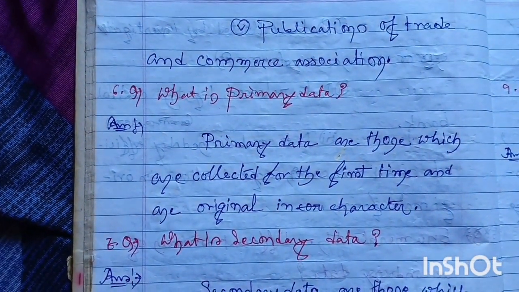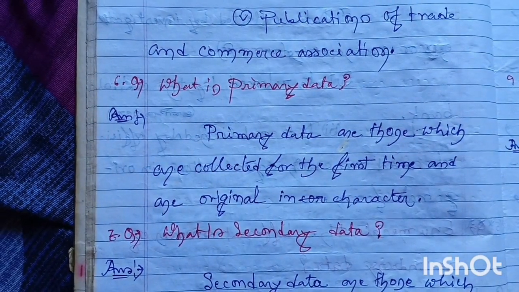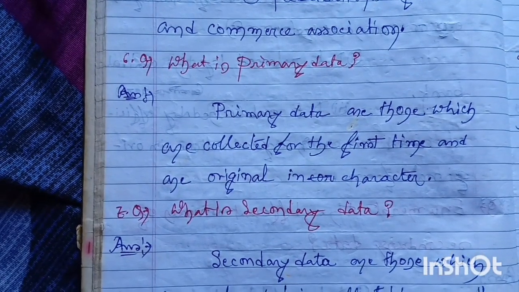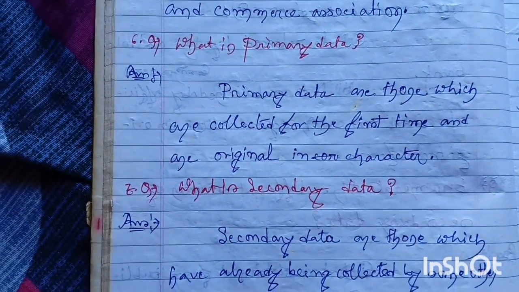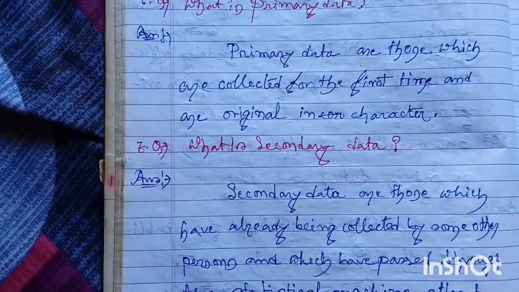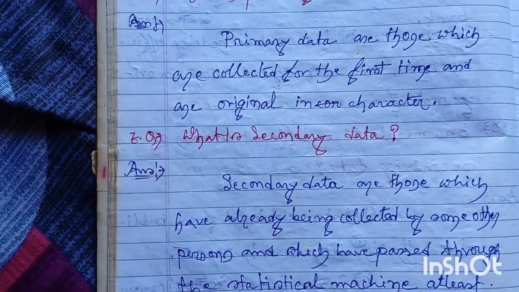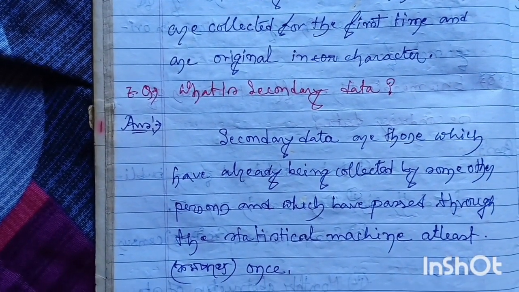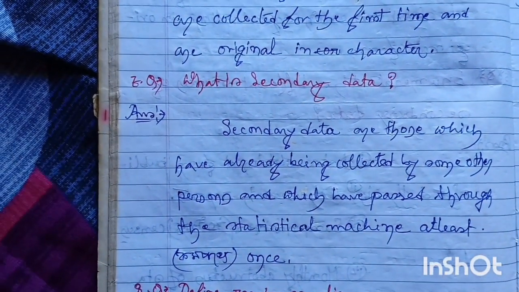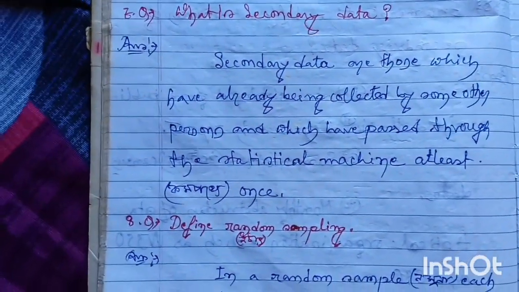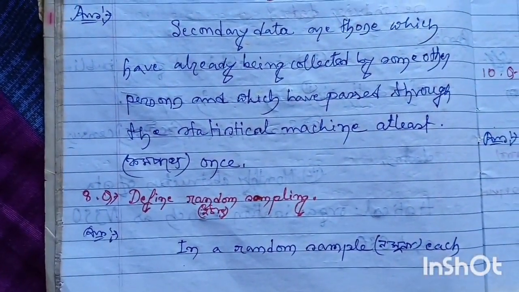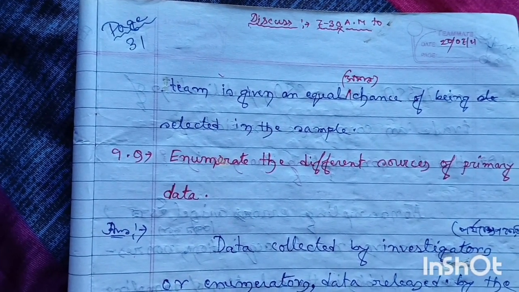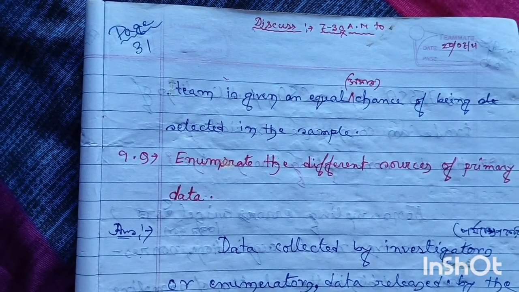Number 6, what is primary data? Primary data are those which are collected for the first time and are original in character. Question number 7, what is secondary data? Secondary data are those which have already been collected by some other persons and which have passed through the statistical machine at least once. Question number 8, define random sampling. In a random sample, each item is given an equal chance of being selected in the sample.